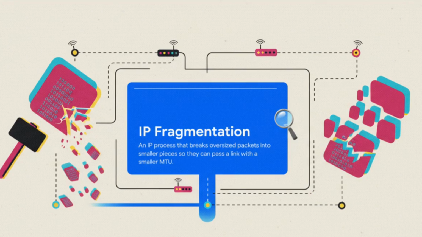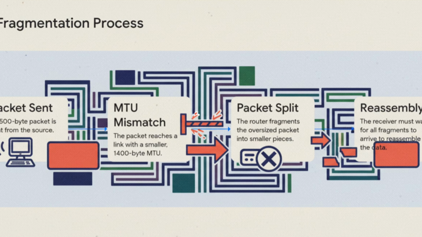So, when a packet hits a network link with a smaller MTU, the router there has to do something called IP fragmentation. It's basically the network's brute force solution. It takes a digital sledgehammer to your oversized packet, smashes it into smaller pieces that'll fit, and then sends them all on their way, just kind of hoping they all make it to the other side to get put back together. Let's just walk through a quick example.